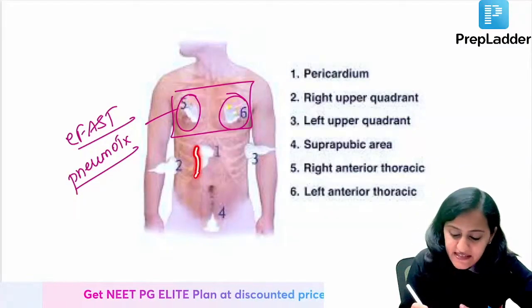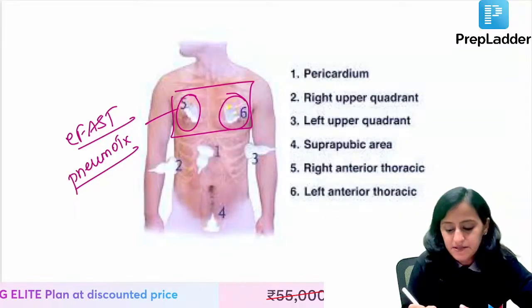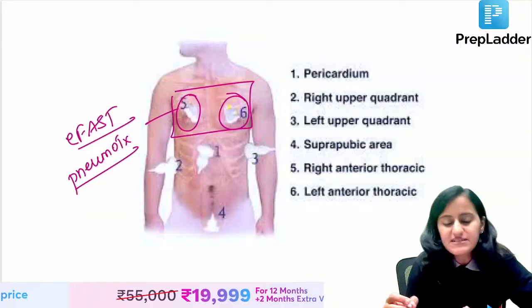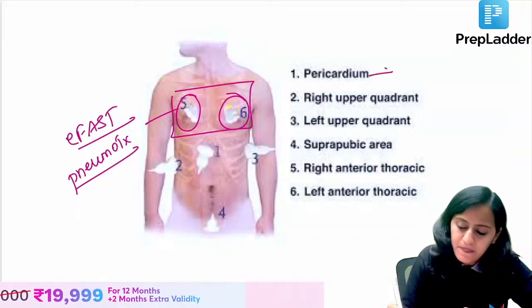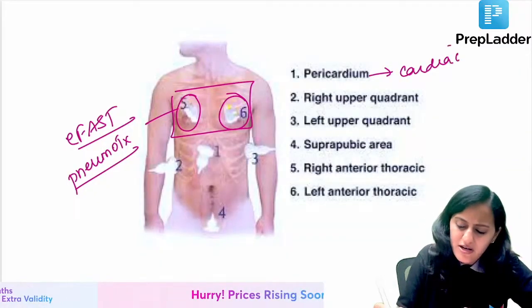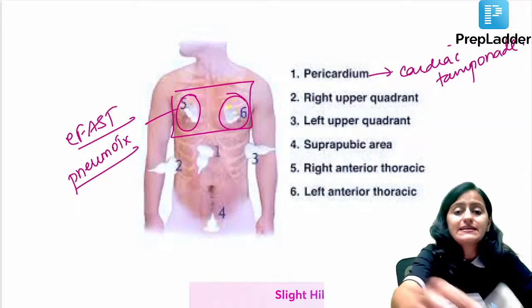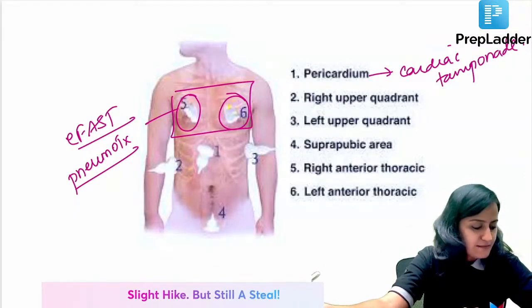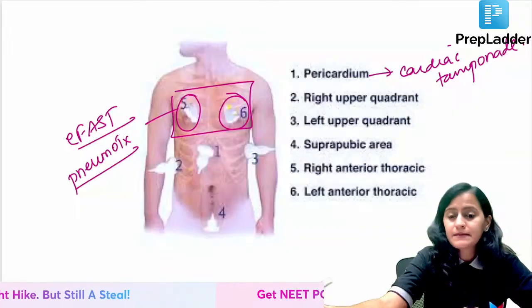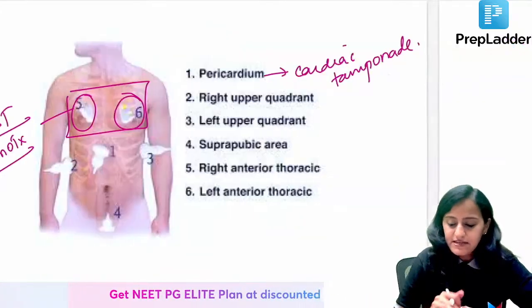What is the first area looking for in the FAST? आप ये एपिगैस्ट्रिक ज़िफिस्टर्नल रीजन में किस लिए देखते हो? बेसिकली वी आर लुकिंग फॉर कार्डियक टेम्पोनाड. ओके, वी आर लुकिंग फॉर कार्डियक टेम्पोनाड. क्लियर विथ एवरीवन? Right? So this is E-FAST.